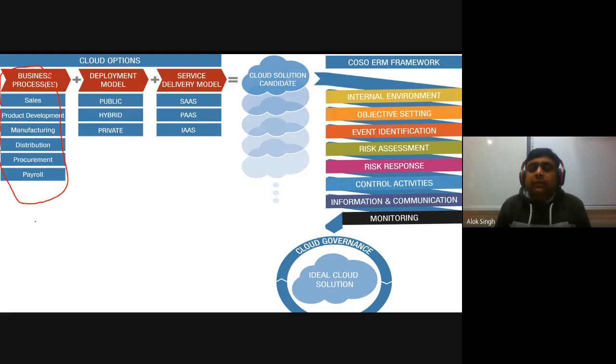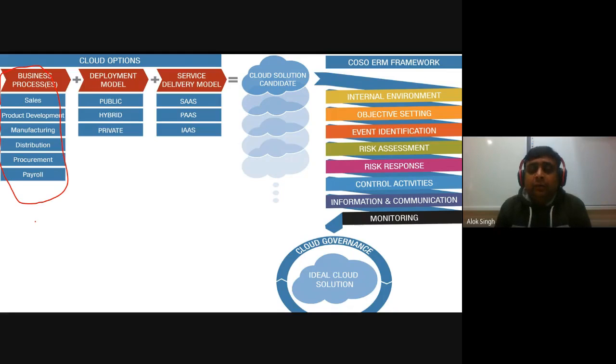Next is risk assessment, meaning you should assess the frequency of risk and the impacts of risk. After that, risk response, meaning the various response strategies for when a risk situation occurs. Control activities are there, information and communication with the stakeholders are there, and monitoring of such activity. So this is basically the COSO ERM framework. That is a part of cloud governance.